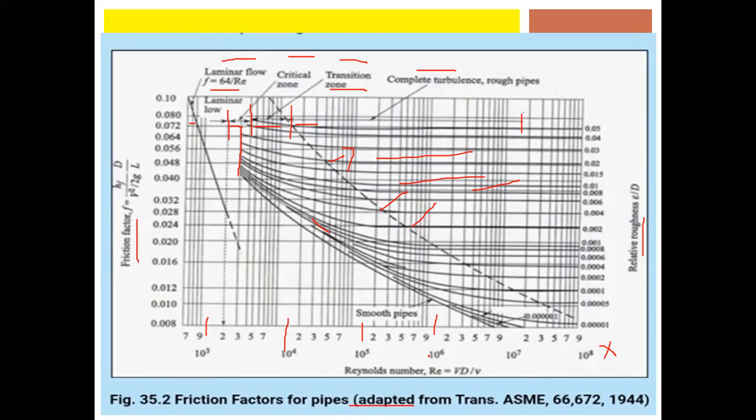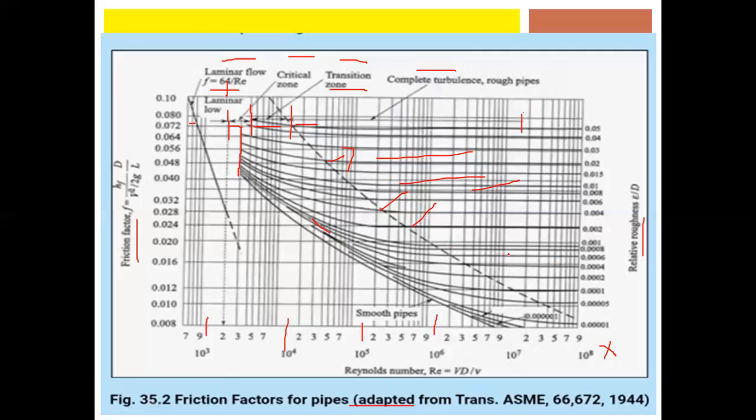So, if a question is given, draw a Moody chart and explain. First, draw the figure. Show the labeling: Reynolds number on the x-axis, friction factor on the y-axis, and on the right side the relative roughness factor. Write the laminar flow first, then the critical zone, then the transition zone, and finally the rough zone. Make about 10 graphs like that, but at some extent all the lines should be horizontal and parallel, though the distance can change.